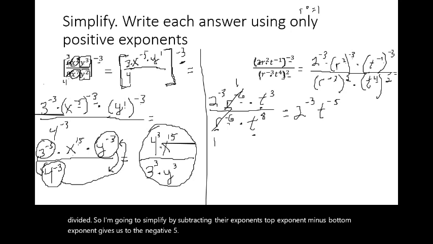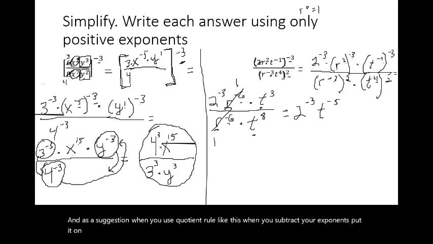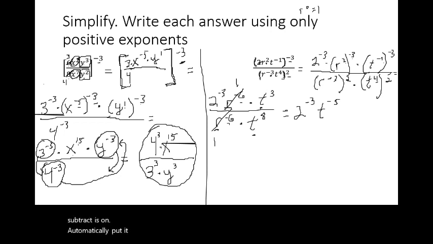And as a suggestion, when you use the quotient rule like this, when you subtract your exponents, put it on the top first, and if it's negative and you need to move it, then move it later. So when you subtract, just automatically put it in the numerator, move it if you need to.